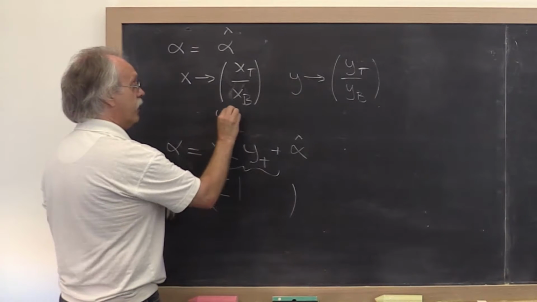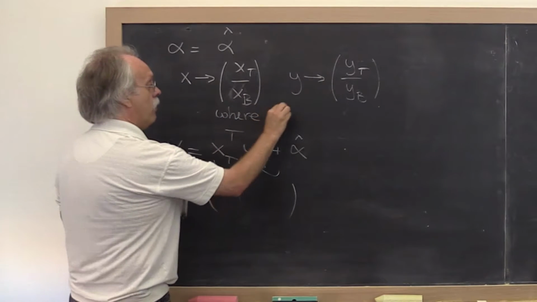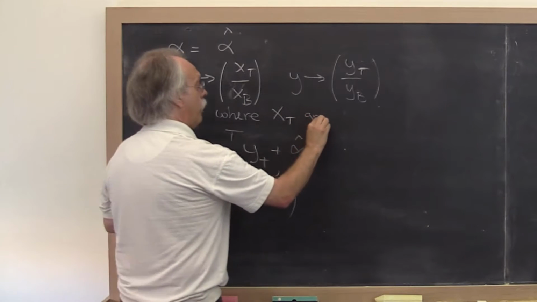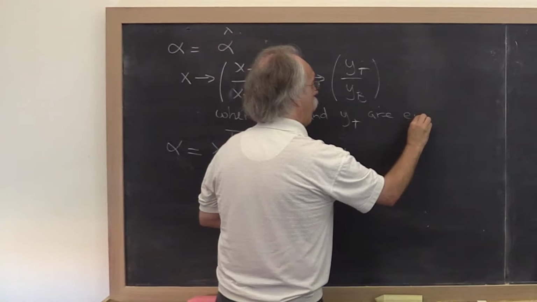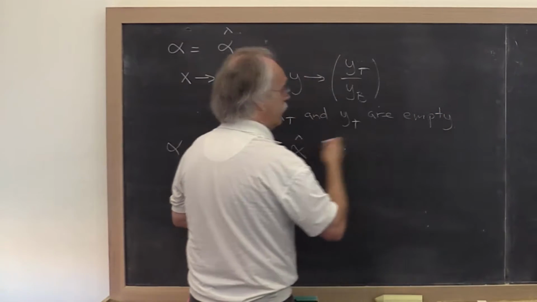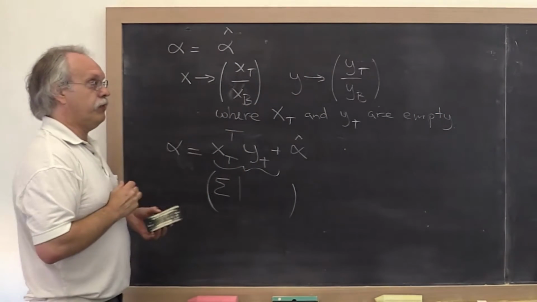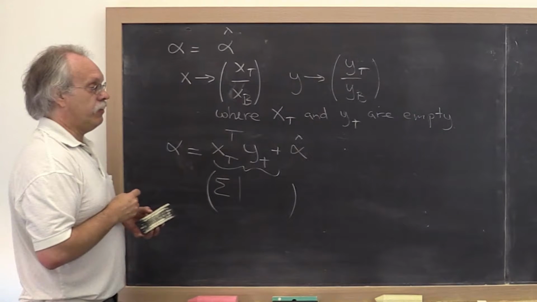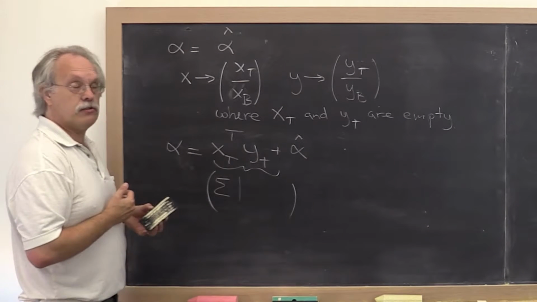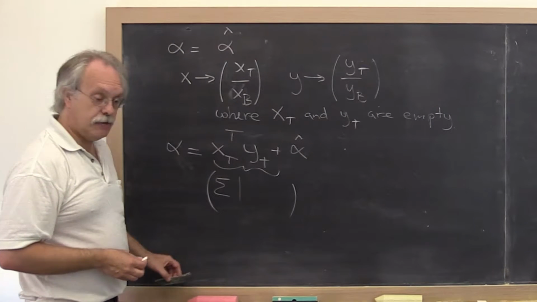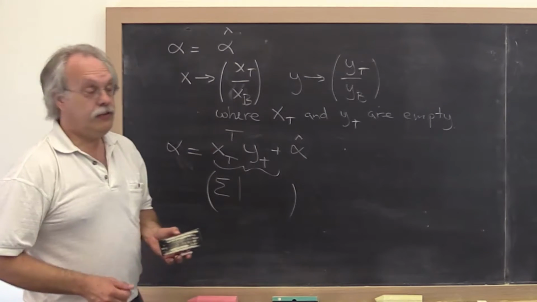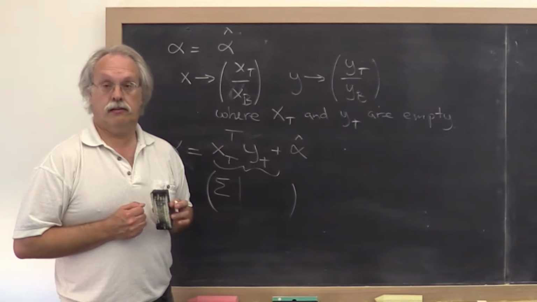So here we want to say where x top and y top are empty, or we can say where they have 0 rows if we think of them as matrices, or we can think of it as they have 0 elements, however you want to express that. And that's our initialization step. And then we go ahead and we fill that in the worksheet.